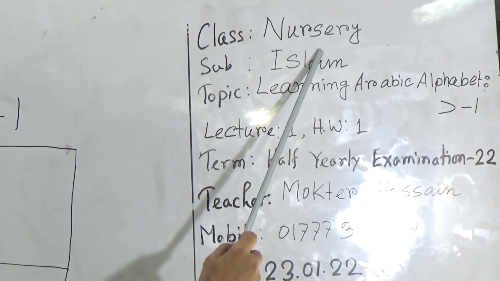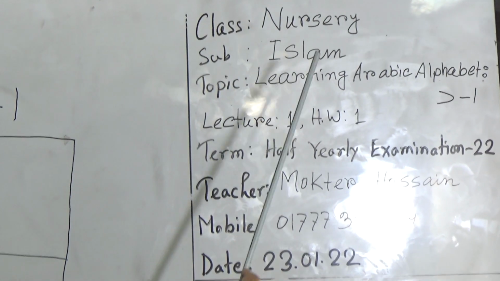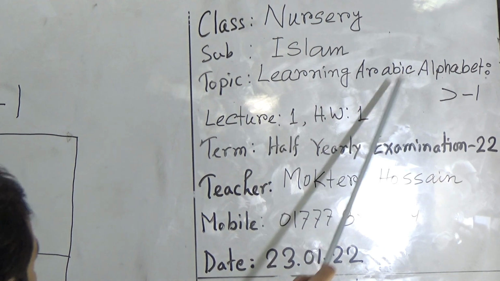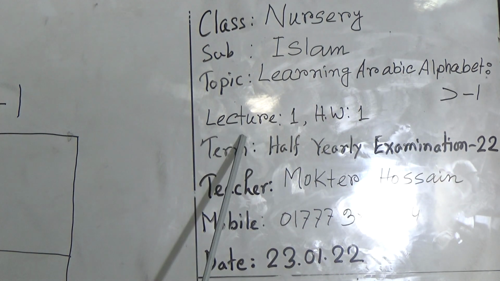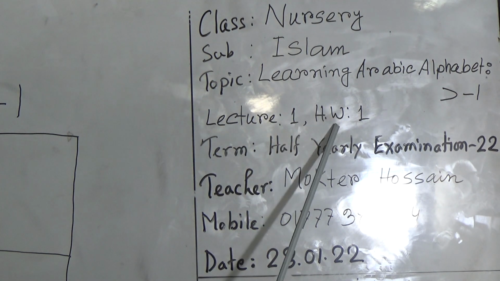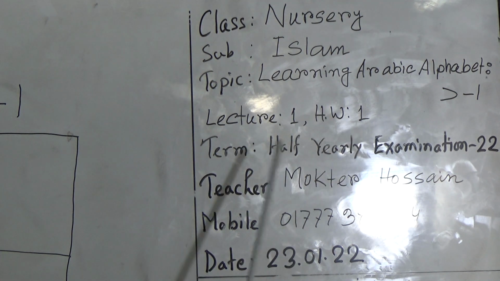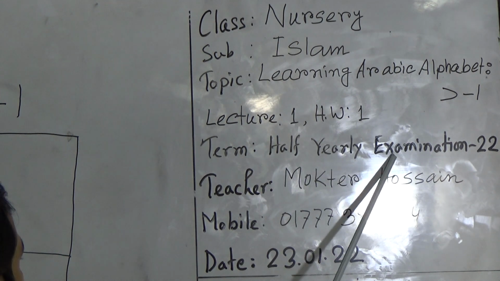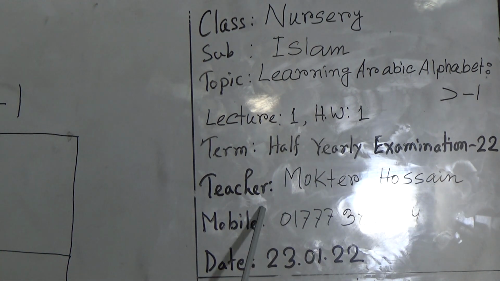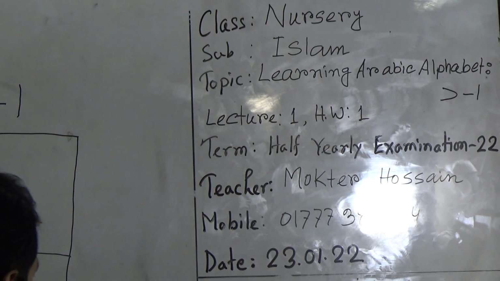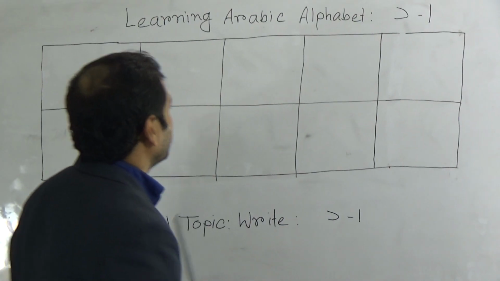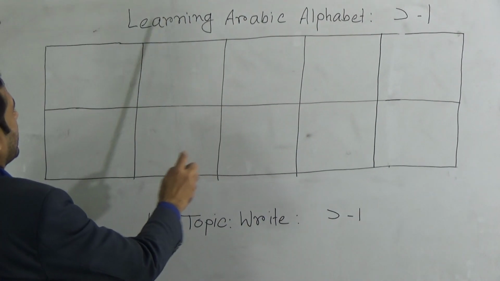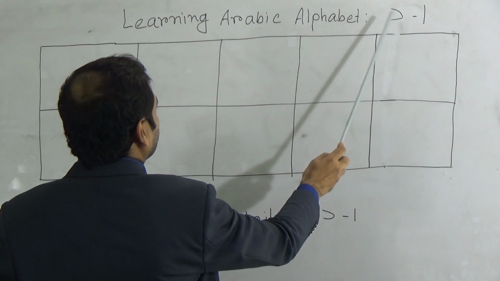Class Nursery, subject Islam, topic learning Arabic alphabet Alif to Dal. Lecture number 1, SW number also will be 1. Term half yearly examination 22. Teacher Mokter Hossain, my mobile number and today's date. So dear students, let's start our today's topic. Learning Arabic alphabet Alif to Dal.